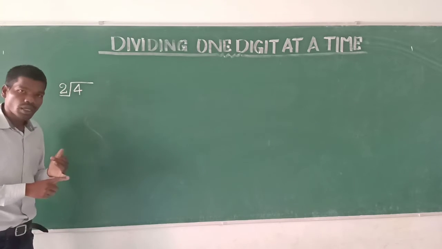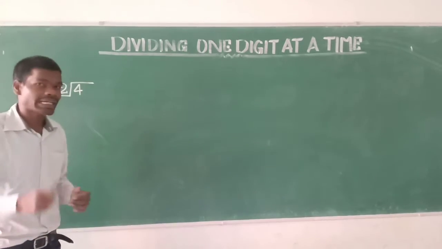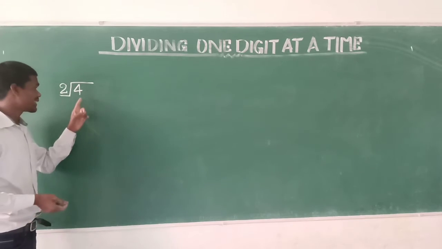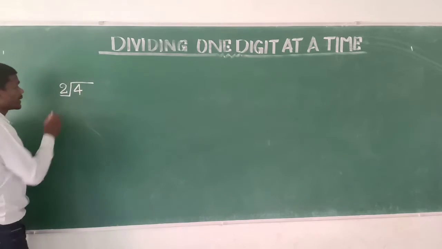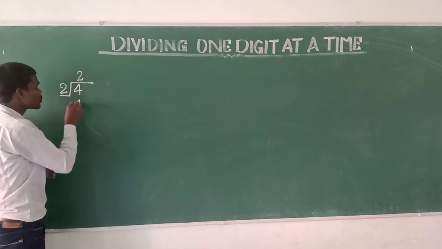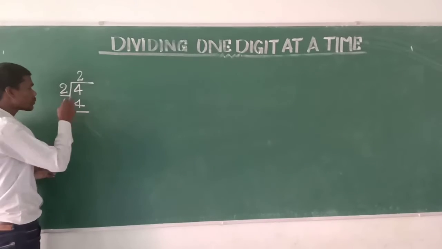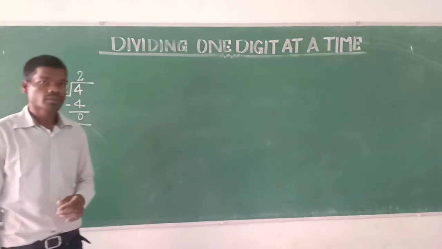2 1s are 2 and 2 2s are 4. Oh, 4 is coming, means exactly the 4 is divisible by 2. So we can divide it. 2 2s are 4. If you minus it, what it will be? 0.